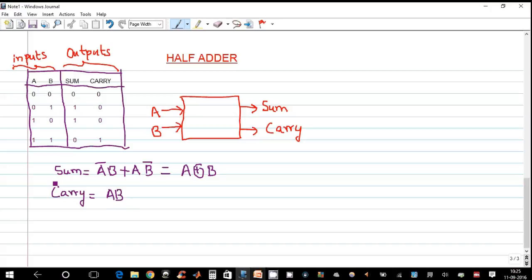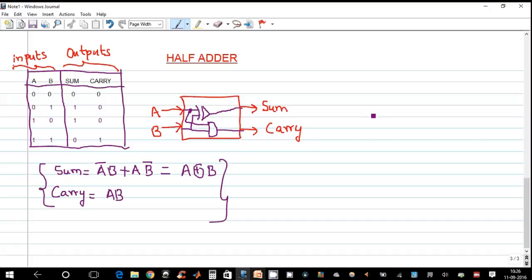So these are our two basic equations of the half adder. So we can fill this black box as A and B, which are given to an XOR gate, that is the sum output, and similarly A is connected to an AND gate that results in our carry. So this is the half adder circuit.